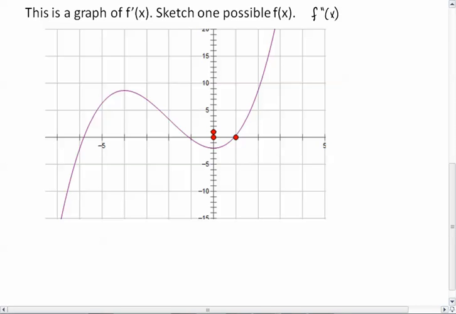Okay, now we're going to do the f double prime first because that's going to be a little bit easier to deal with. Okay, so remember that when the slope of the first derivative is 0, that's when the second derivative should be 0. So first we can look at that. Here it's 0, so that should be the 0 of your second derivative. And then here it's also 0, right? That's a minimum, so that should be 0 as well.